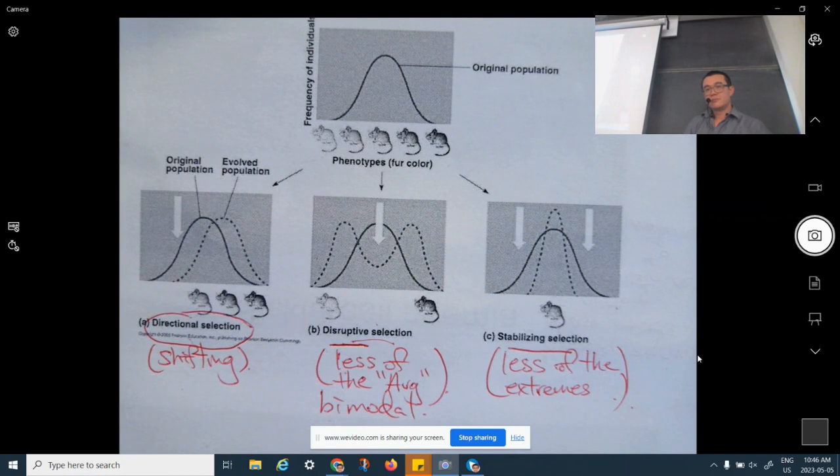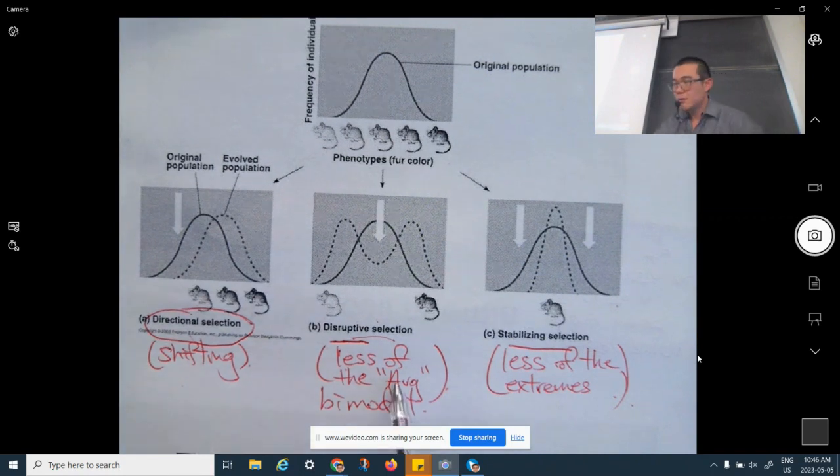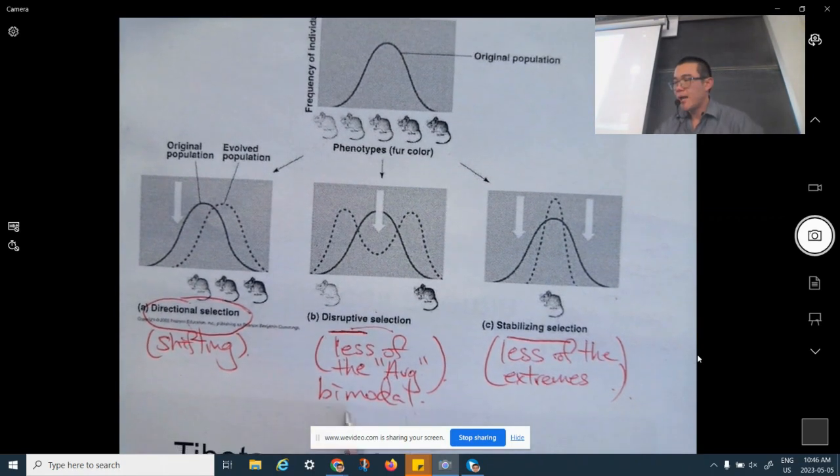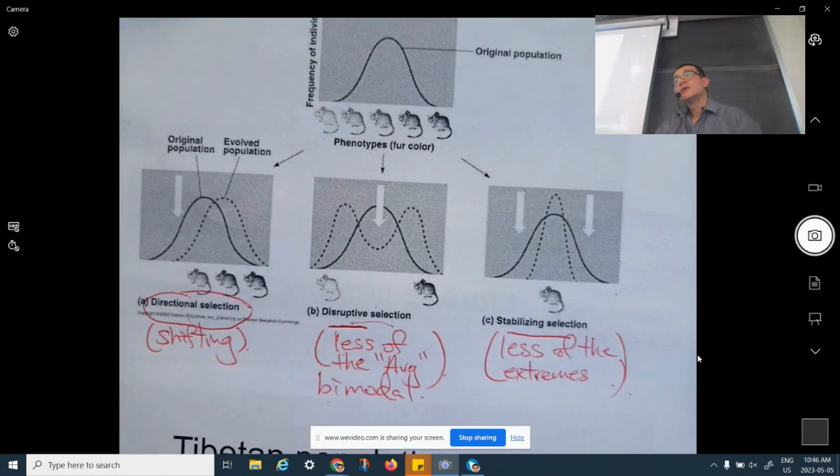Yes. What's the word after average? This one? Bimodal. B-I-M-O-D-A-L.